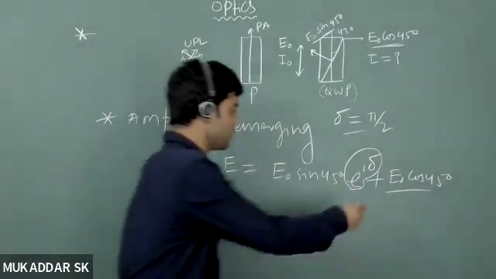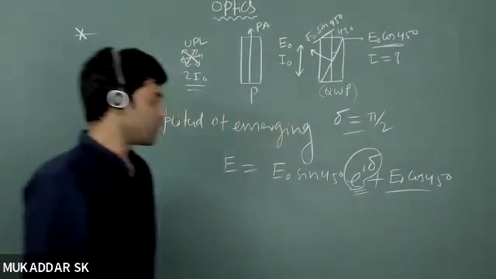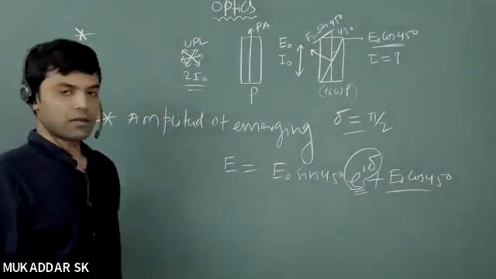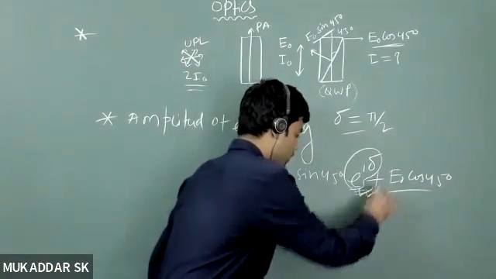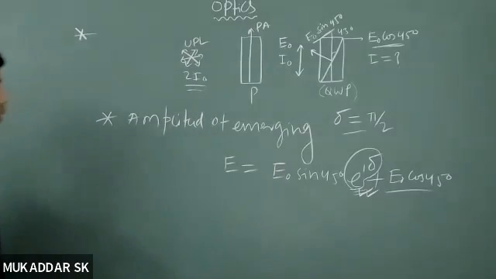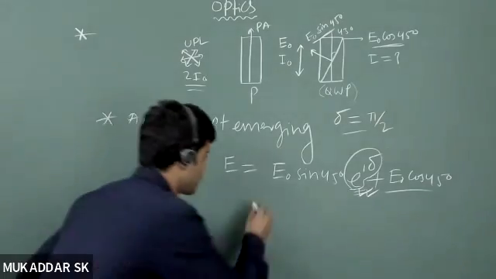So this factor is basically telling that these two rays are making constructive interference. This factor is really important. You have to introduce this factor because it will tell you whether it is constructive or destructive interference. So this is the resultant amplitude.